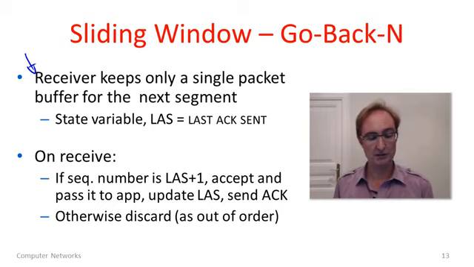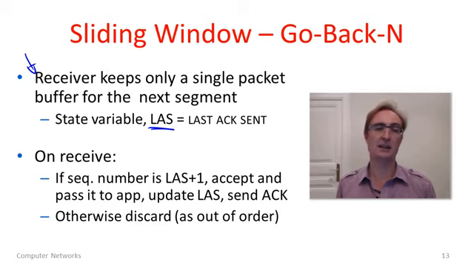All we need here is one state variable, LAS, the last ACK sent. And what we're looking to do is receive a segment which is the next one beyond that. So this is what happens when a segment is received. We look at the sequence number. If it is the next one, then we accept it. We put it in the buffer. We pass it up to the app as soon as the app can take it. We update LAS. This is now climbed up by 1. And then we send an acknowledgement to the other side to say, yep, got LAS plus 1.